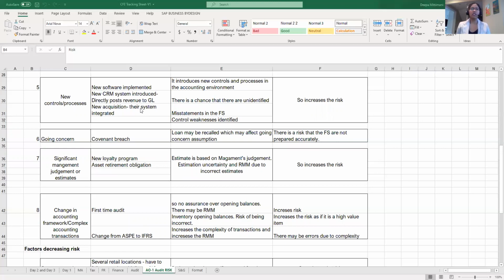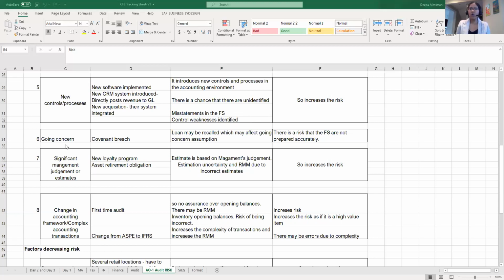So you know that again changes the processes that are existing within your environment as well. So it also introduces new controls and processes in the accounting environment, and there is a chance that there are some unidentified misstatements because you don't know how that works yet, whether it is linking to the correct GL accounts, whether it is hitting the specified accounts which it is supposed to. So you don't know that. That is why there are chances of misstatements, and then it increases the risk.